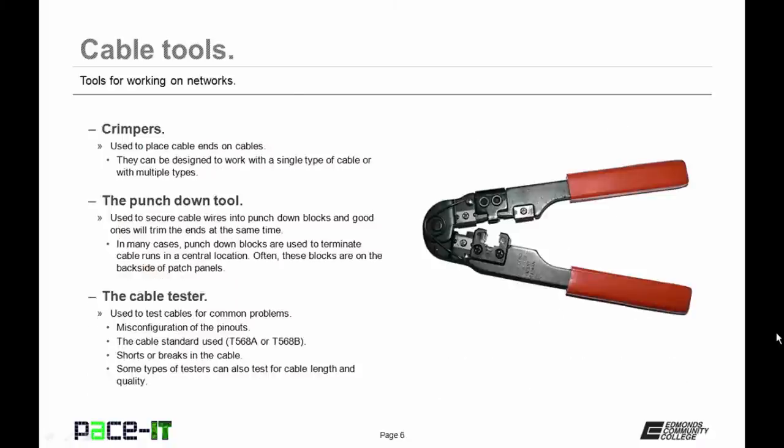And we start with crimpers. Every technician needs a set of crimpers. These are used to place cable ends on the ends of cables. They can be designed to work with a single type of cable, like twisted pair, or with multiple types of cables. Some crimpers are able to place ends on twisted pair cable and on coax.